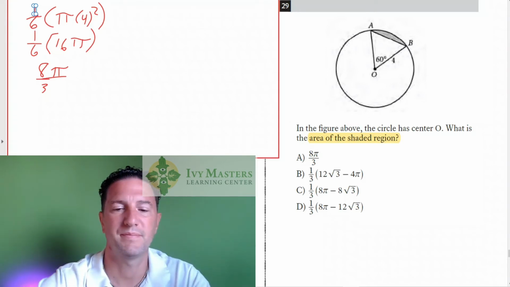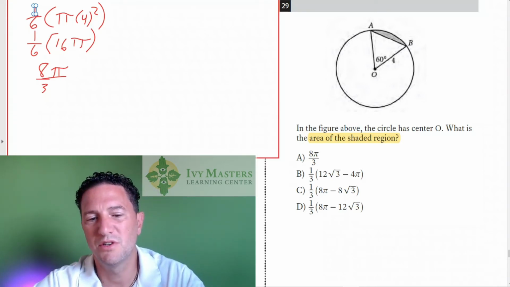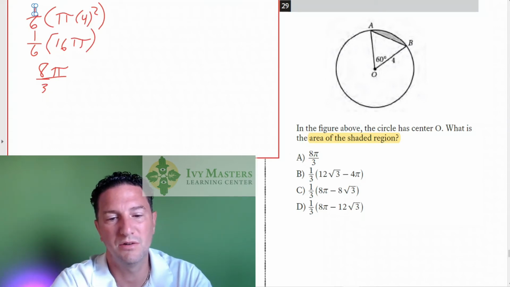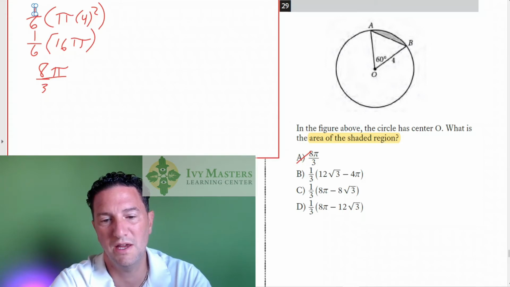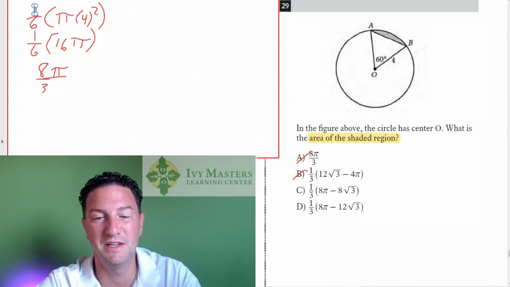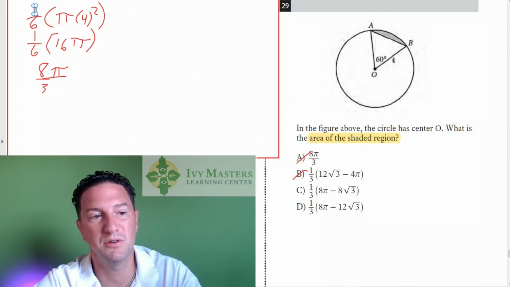Okay, just looking at that, we don't have our answer yet. It's not straight 8 pi over 3. It looks like this is going to give you a 4 pi over 3. So at this point we're thinking it's C or D. If that's all you do, you mark your answer and move on.